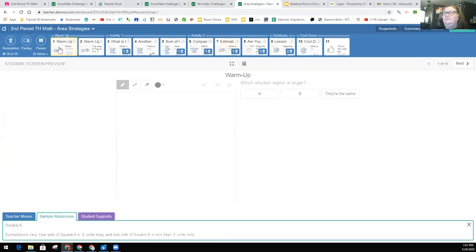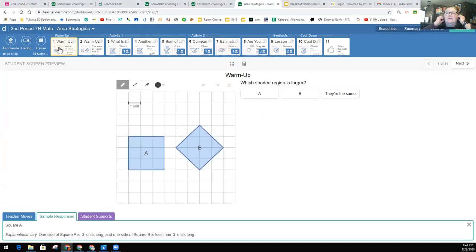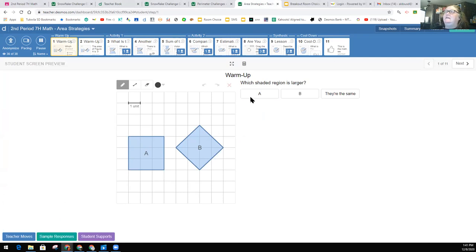And then finally, we went to this area strategies, and we spent probably a good 10 to 15 minutes on this warm-up. Because a lot of people looked at these two shapes and they were deciding which shaded region is longer. And I'll be honest with you, a good portion of your class first picked they're the same. And then they needed to move into the next space, and they did go and work.